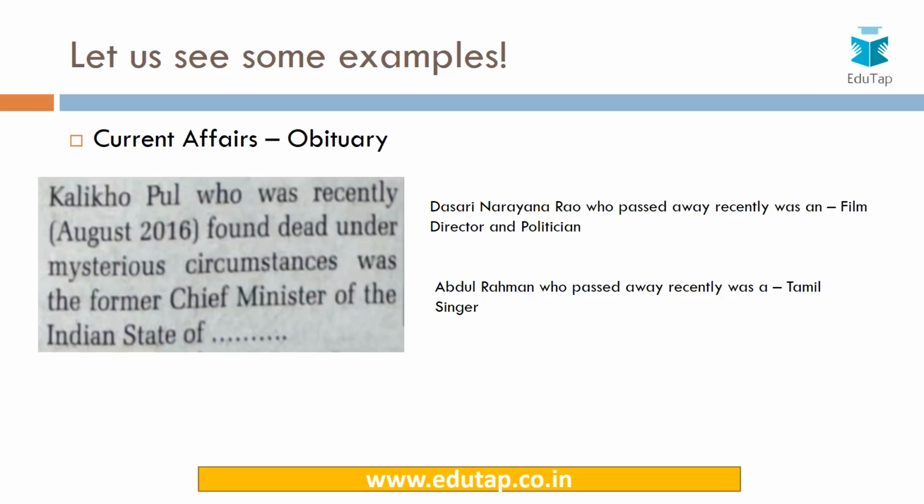Now let us have a look at the obituary subsection of current affairs. So let us discuss some of the questions. Kaliko Pol, who was recently found dead under mysterious circumstances, was a former Chief Minister of the Indian state of? Next, D. Narayana Rao, who passed away recently, was an Indian film director and politician. Next question, Abdul Rahman, who passed away recently, was a Tamil singer. So here we are seeing that we should be aware of the professions of the people who passed away recently as well. Such type of questions find a mention in the paper.